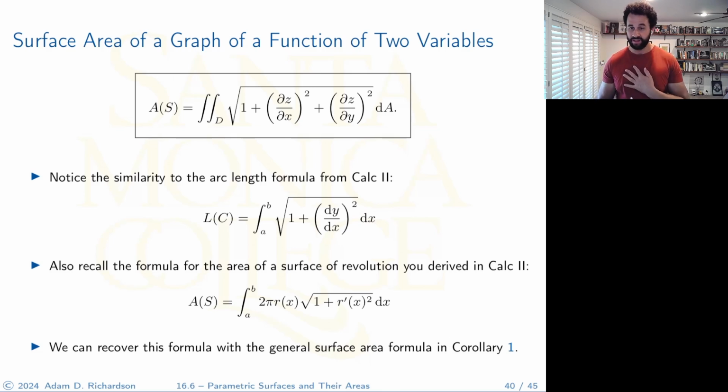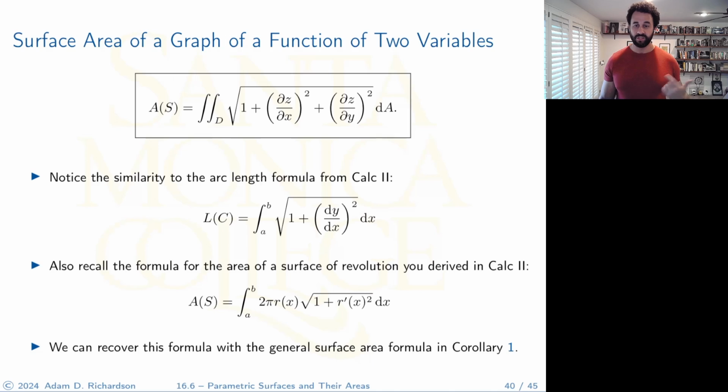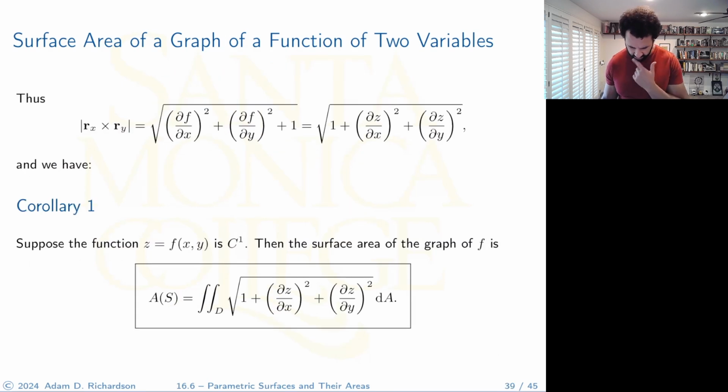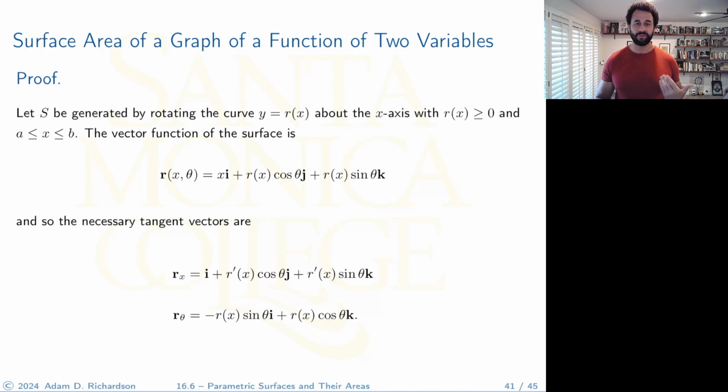So what I'm claiming is that we can actually recover this formula now as well using that formula from Corollary 1. So we're going to recover it right now. So again, the surface area of revolution formula that you learned, you could have skipped it back in Calc 2 because we're going to get it right now. But not everybody takes Calc 3, so oh well. Here we go. Here is the proof.